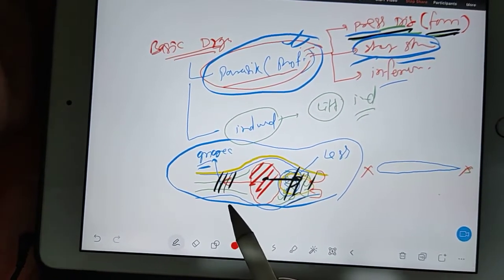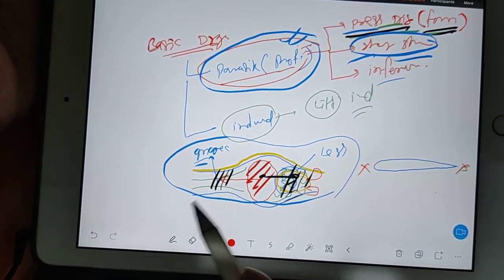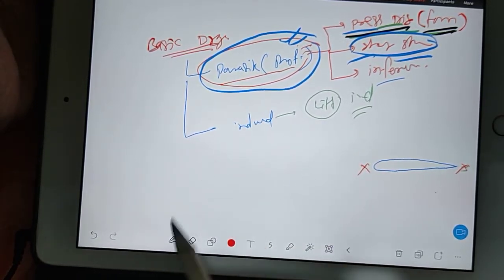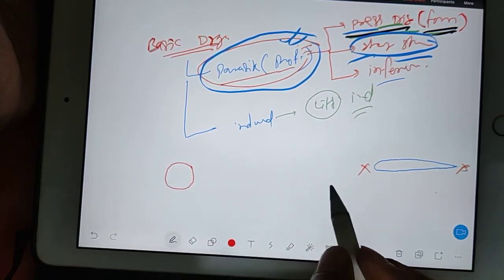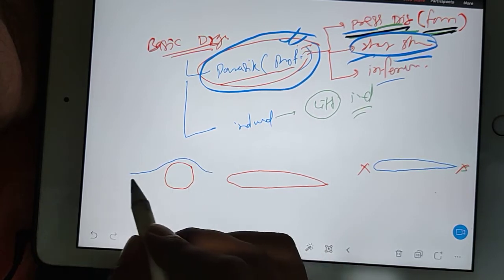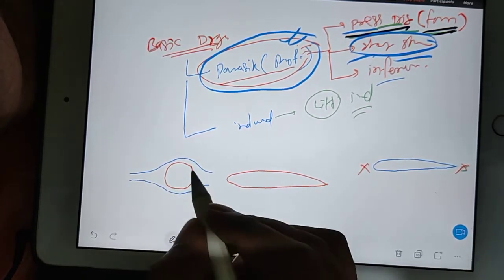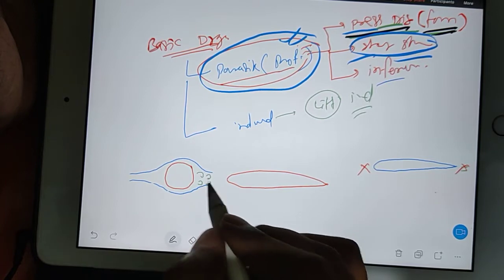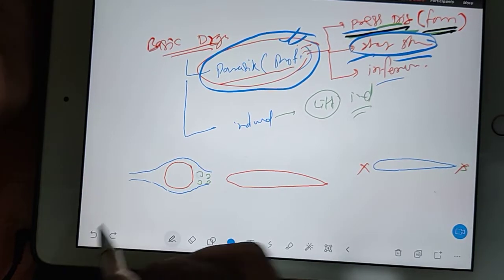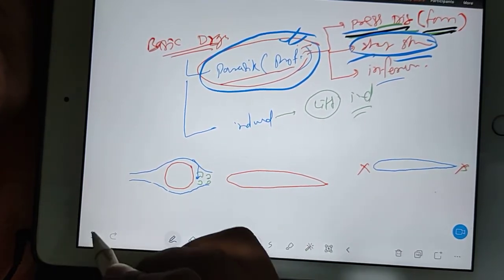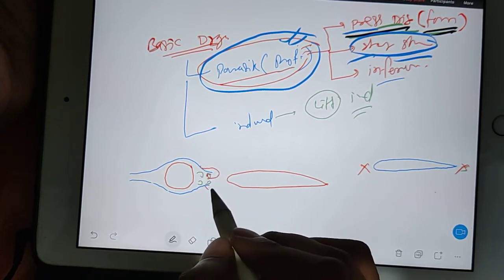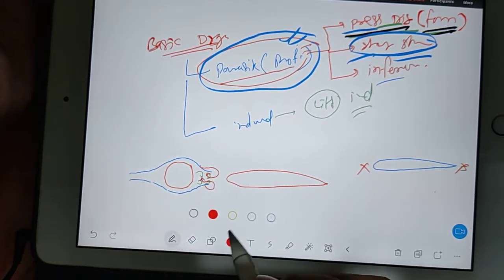Shear stress means if you have more surface, then more molecules are in touch. What I mean? Take the example of a sphere and the example of an airfoil. When flow goes here, then here you have a wake region. Why wake region? Because this blue color flow does not reach this zone. If molecules do not reach here, then there will be vacuum. So to fill that vacuum, other flows will try to go in this direction. So that's why we have a wake region there.